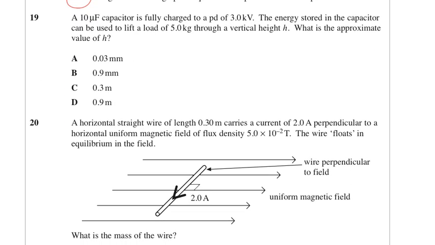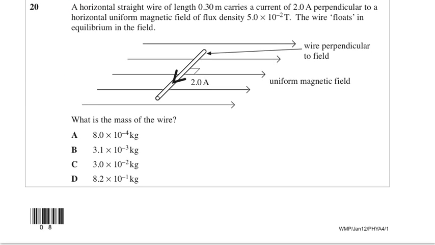A 10 microfarad capacitor is fully charged to a PD of 3000 volts. The energy stored can be used to lift a load of 5 through H. What is the value of H? So we need to work out the energy stored, which is half CV squared. So it's 0.5 times 10 times 10 to the minus 6 times 3000 squared, which is 45 joules. So we divide that by the mass. Divide that by 9.81, gives you a height of 0.9 meters there, which is that one.